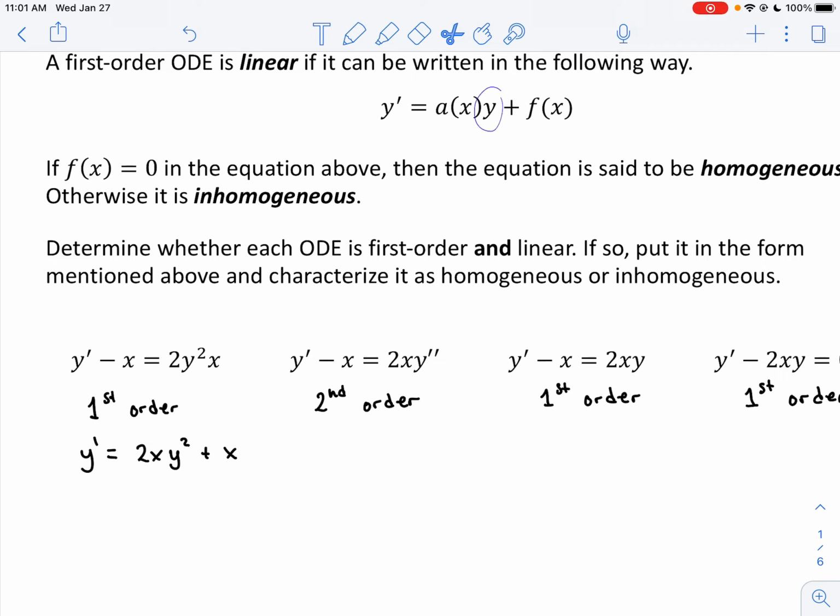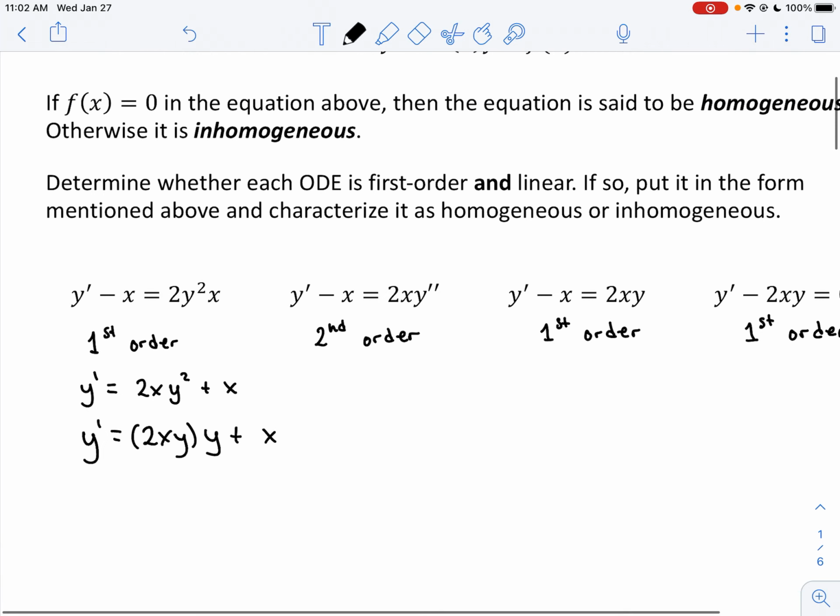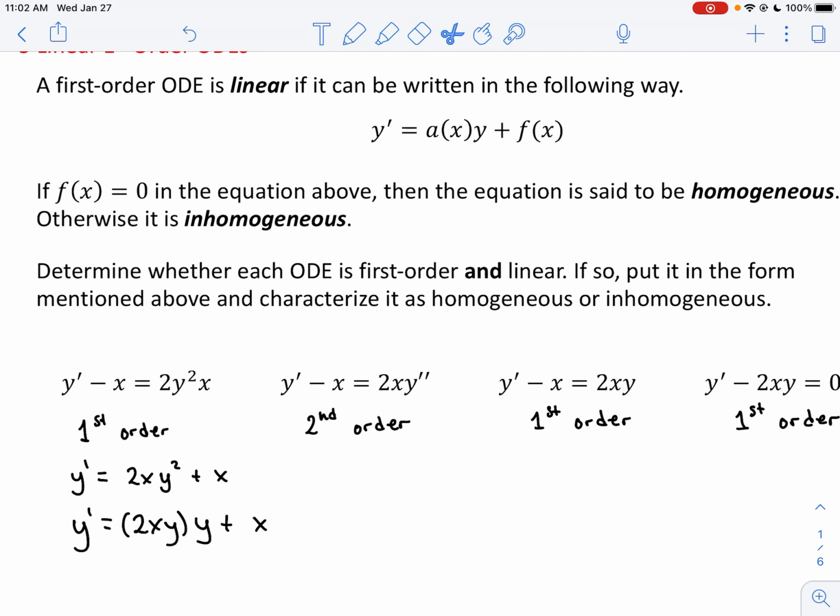But notice, to be linear, you just have a y raised to the first, but here we have a y squared. So you might think, well, this doesn't appear to be a linear differential equation. What if you thought of it this way? y prime is equal to 2xy, and that's my a of x, times y plus x. If I try to write it this way, then you might argue, okay, we've got the f of x here, not a problem. We have a y, not a problem. And then this a of x we'll just say is this 2xy.